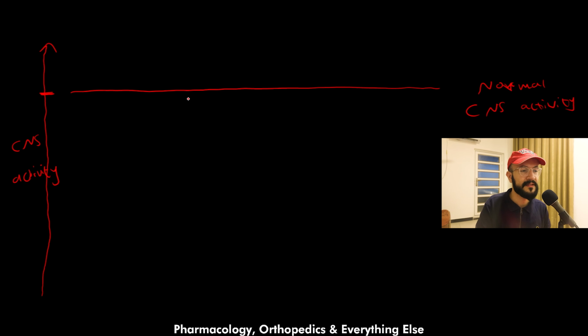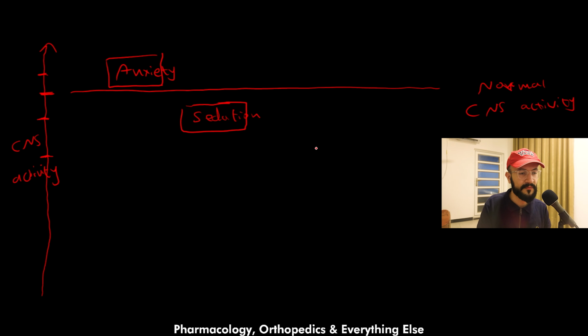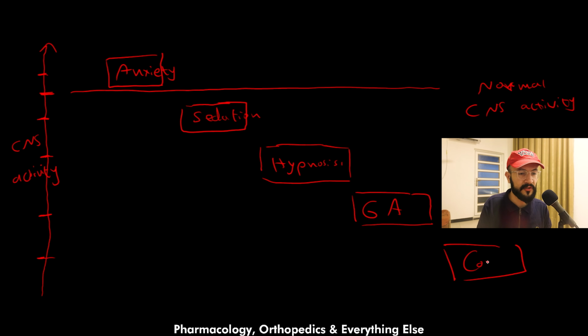If we increase the activity more, let's say at this point, we would get anxiety. So at this point, more CNS activity means anxiety. If we decrease the CNS activity less than normal, let's say here, we would get the sedation. And if we decrease it more, let's say at this level, we get the hypnosis. And if we decrease it more, we would get the general anesthesia. And the lowest CNS activity we have is the coma and death.